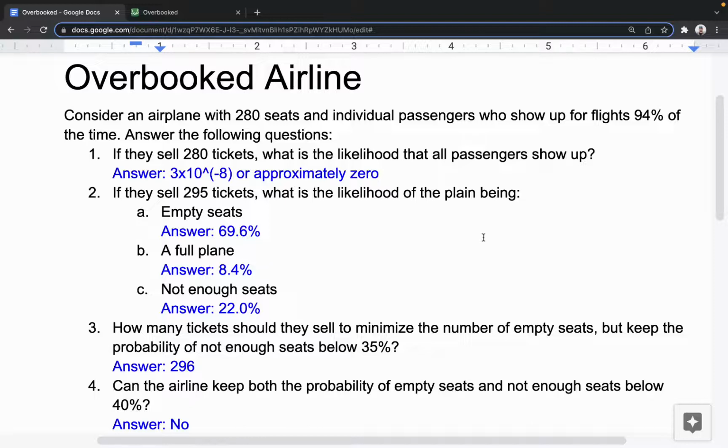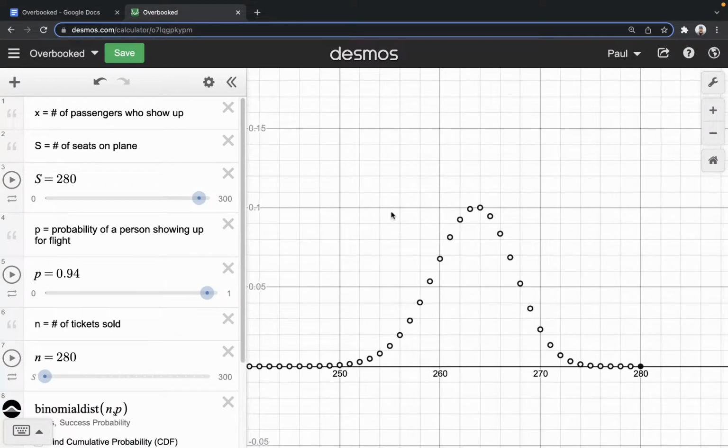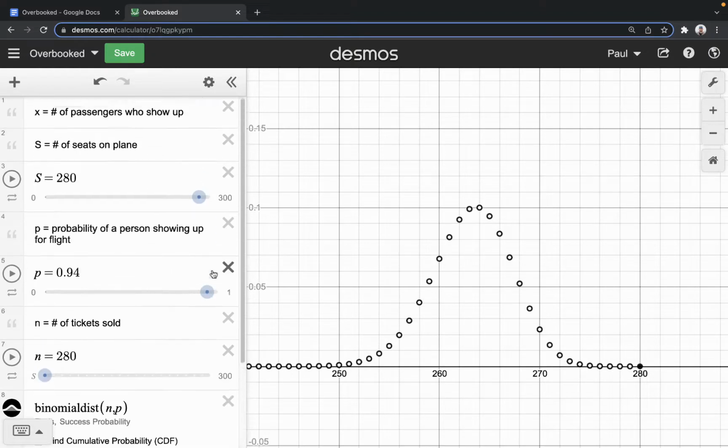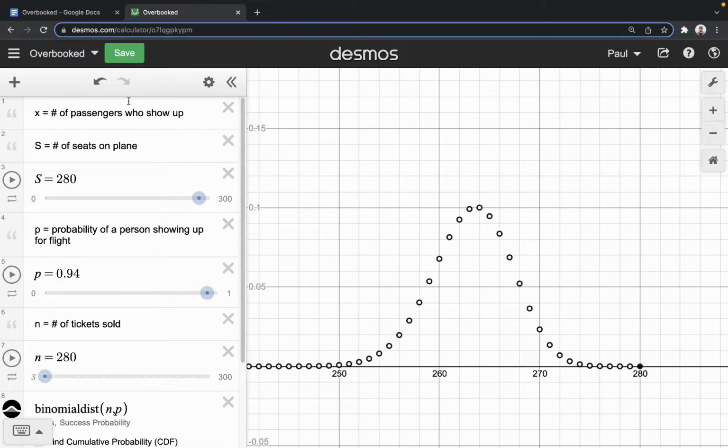I'm going to take you through this problem involving an overbooked airline. I've created a Desmos calculator that you can use for it. I'm just going to show you how to use it so you'll be able to use it for other problems and not have to start from scratch. First, let me take you through how I set it up.